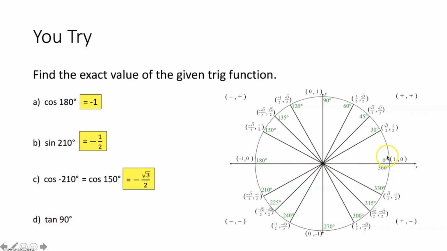Last but not least, we have tangent of 90 degrees. So tangent of 90 degrees, we go to 90 degrees on the unit circle. And tangent, remember, is equal to the y-coordinate over the x-coordinate. So in this case, that would be 1 over 0. Now, 1 over 0. Oh, we can't divide by 0. So anytime 0 is in the denominator, remember, you just write undefined. And that's your answer.